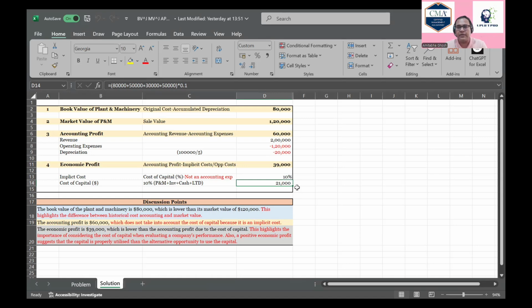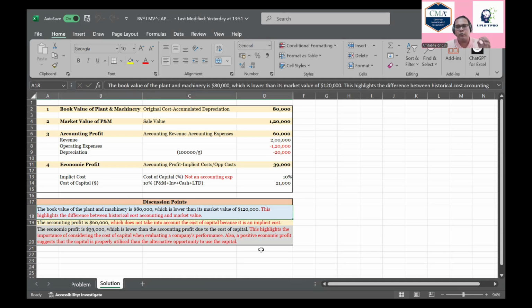And when we apply the 10% on 2 lakh 10, we get 21,000, and 39,000 is obtained by deducting this 21,000, the implicit cost, from our 60,000, which is the accounting profit that we have computed. So that gives us the 39,000 as the economic profit. Now the problem may just conclude here, where it is the computation part only, but interestingly there might be some interpretation angles with these simple calculations, so let us go ahead with the discussion points so that we are clear conceptually and can answer those if asked in our examination.